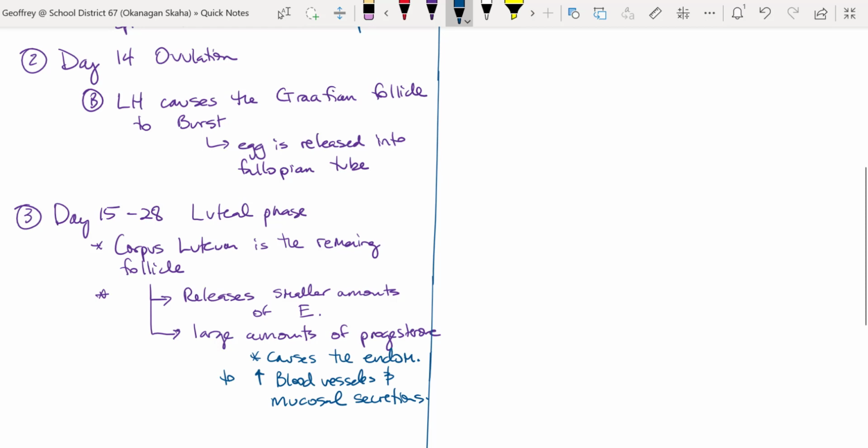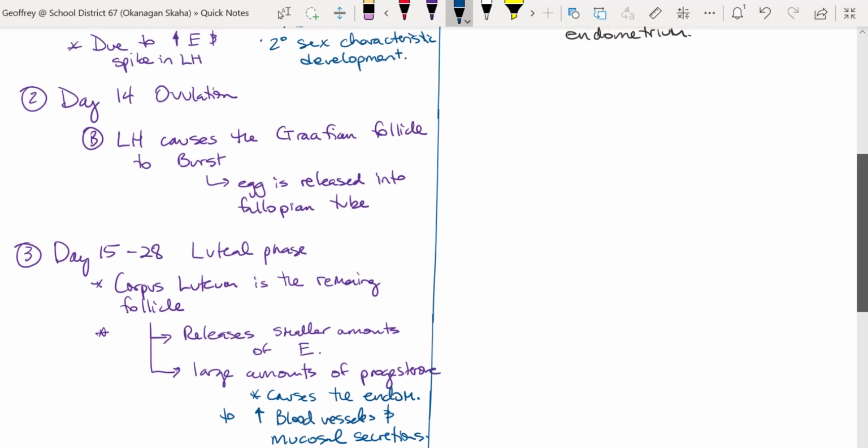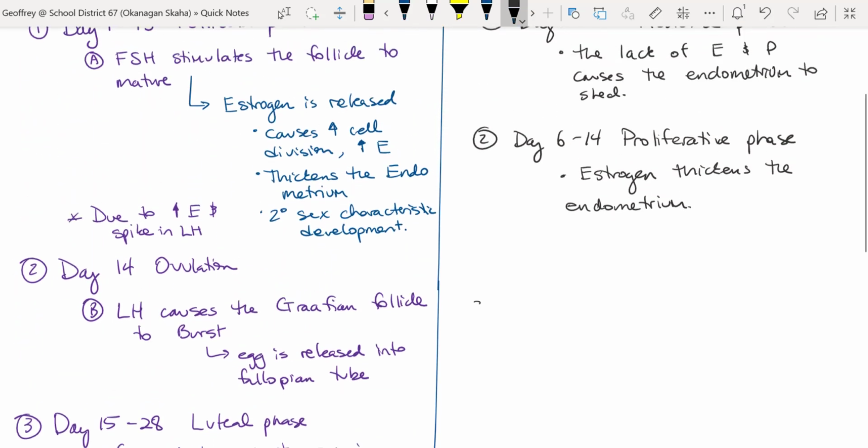And so let's come over to here now. Just go back up to over here. We'll put it right here, and we've got day 15 to 28. And this is called the secretory phase. And we just talked about that with the mucosal secretions. So we've got the secretory phase.